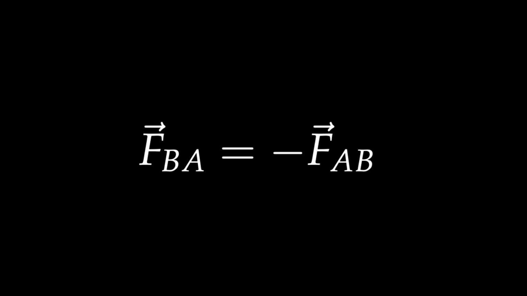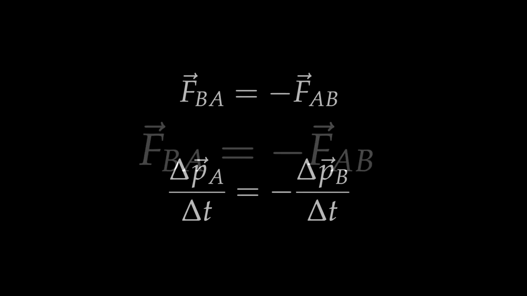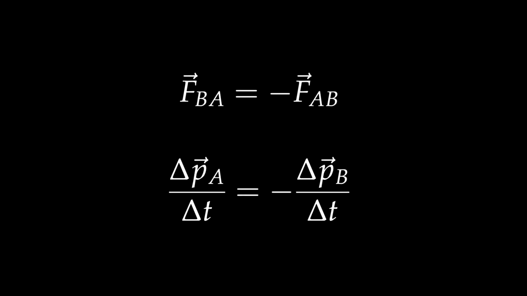A version of Newton's second law that says that the force that B exerts on A will change A's momentum in a certain quantity of time. So the force that B exerts on A, written here on the left-hand side, can be written as the change in momentum of A divided by the time in which A's momentum changes. On the right-hand side of the equation, the negative of the force that A exerts on B can be written as the negative of the change in B's momentum divided by the time in which B's momentum changes.